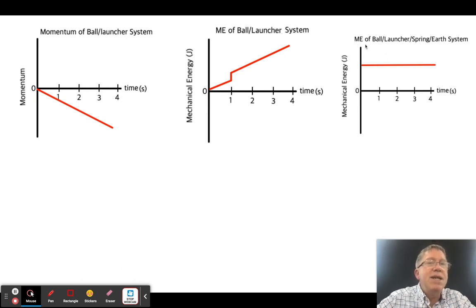But if I say, what happens to the mechanical energy of the ball, launcher, spring, Earth system? So I've included everything. As it's gaining kinetic energy, it's losing potential energy. As it gains kinetic energy from the launching of the spring, it loses potential spring energy. And so in that case, the mechanical energy of the system is not going to change, since I have only conservative forces, gravitation and spring, acting on a system that's defined to be ball, launcher, spring, Earth.